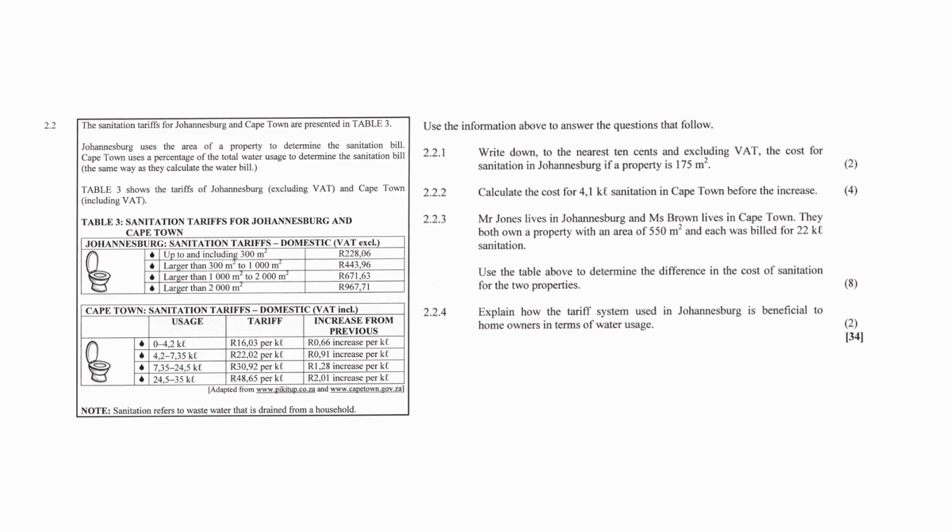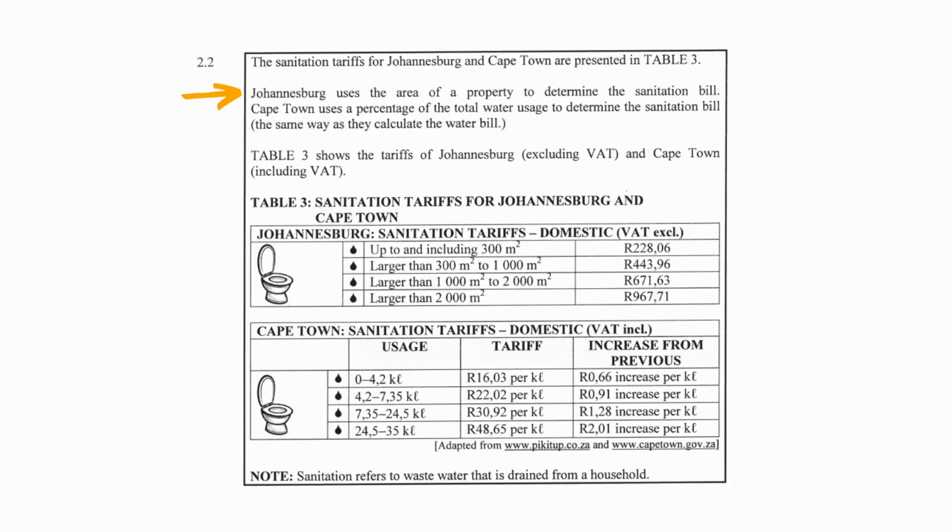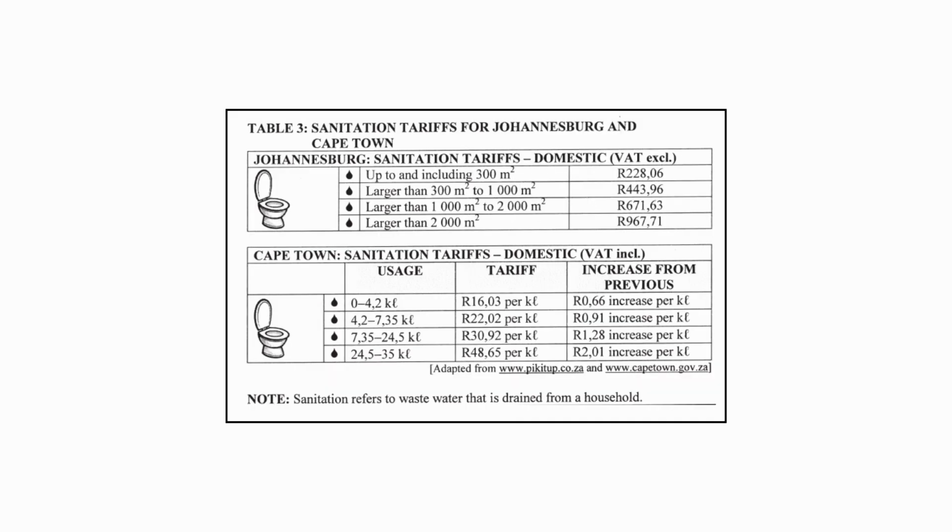Question 2.2 consists of 4 finance questions that were designed to assess your understanding of water tariffs. It stated that Johannesburg uses the area of a property to determine the sanitation bill, while Cape Town uses a percentage of the total water usage to determine the sanitation bill, which is the same way as they calculated the water bill. Table 3 shows the tariffs for Johannesburg excluding VAT and Cape Town including VAT.